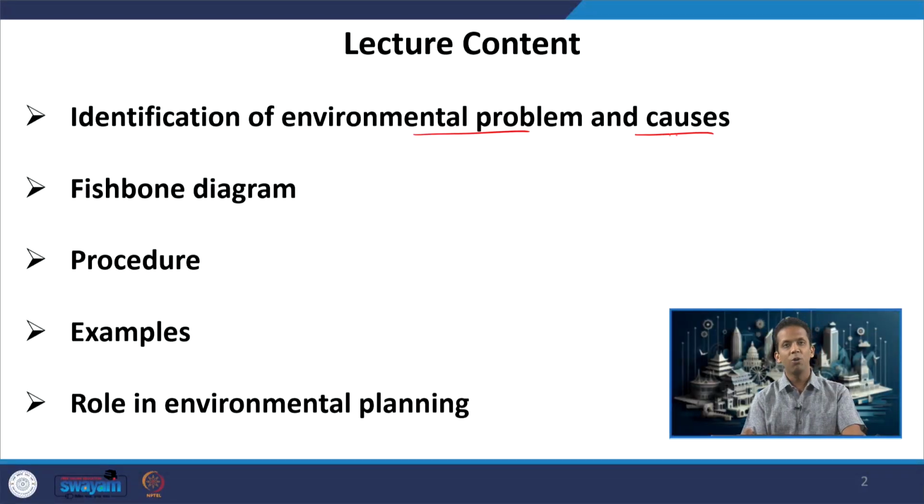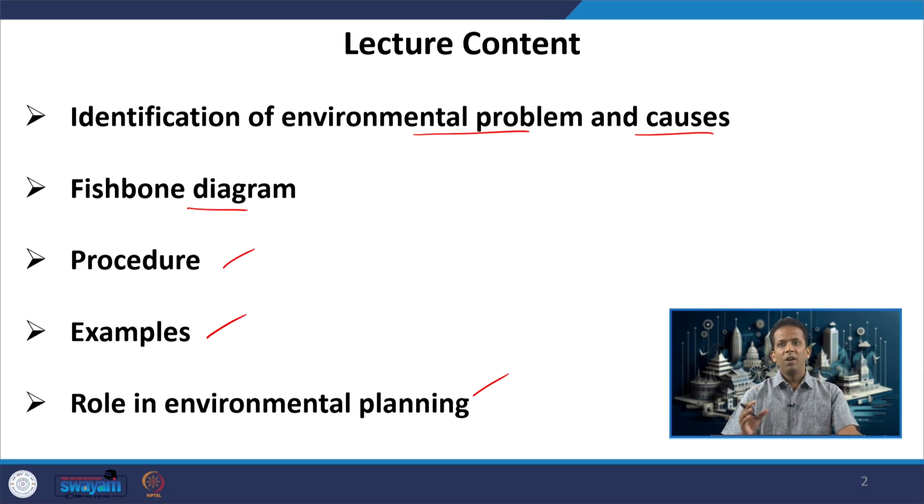Welcome. Today we will cover the concepts of identification of environmental problem and causes and the tool of fishbone diagram, the procedure and some examples and what role it plays in environmental planning. So far we have studied environmental planning and different types of environmental planning.